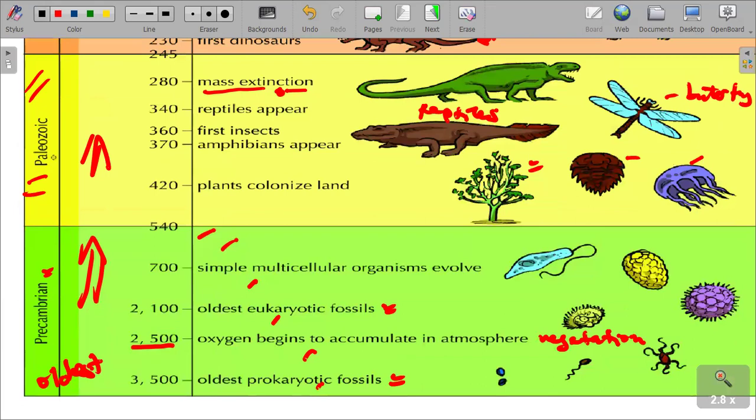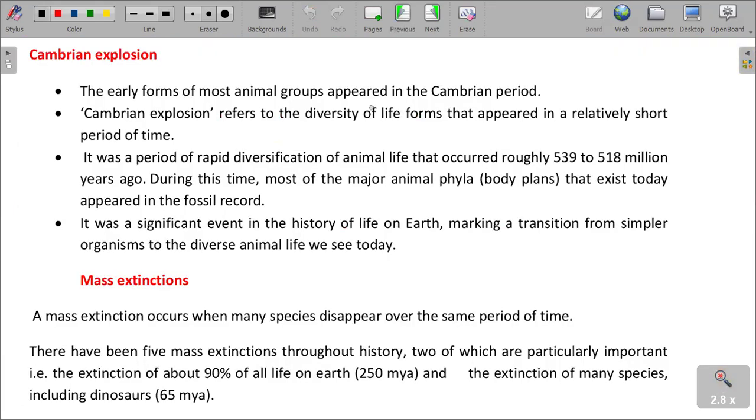So let's just quickly talk about the next item, the Cambrian explosion. We are to look at the early forms of most animal groups that appeared in the Cambrian period. The Cambrian explosion actually refers to the diversity of life, the beginning of the variety of organisms on the earth.